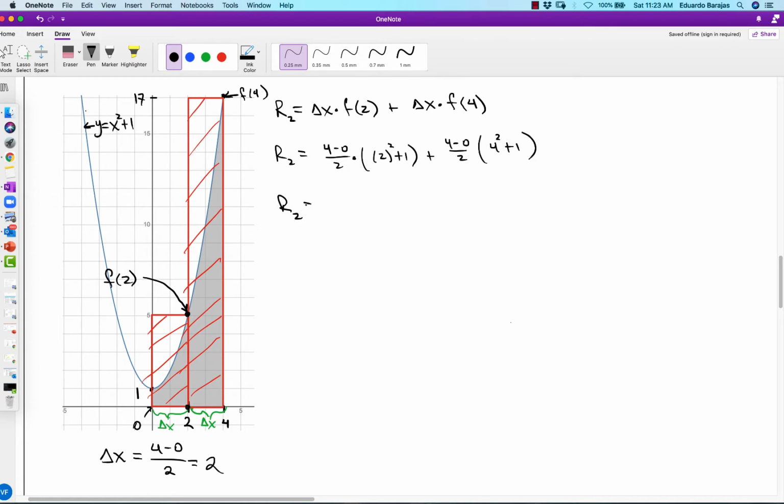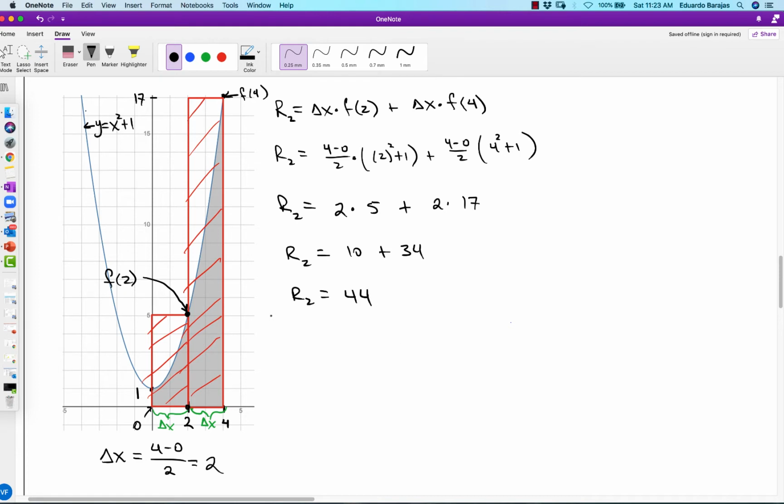So r of 2 is equal to 2, right? The base of each rectangle is a width of 2. And then the height is going to be 4 plus 1, which is 5. So 2 times 5 is going to be the area of that first red rectangle. Plus, and now this is going to be 2 times 4 squared plus 1, which is 17. So r sub 2 is equal to 10 plus 34. So r sub 2 is equal to 44.